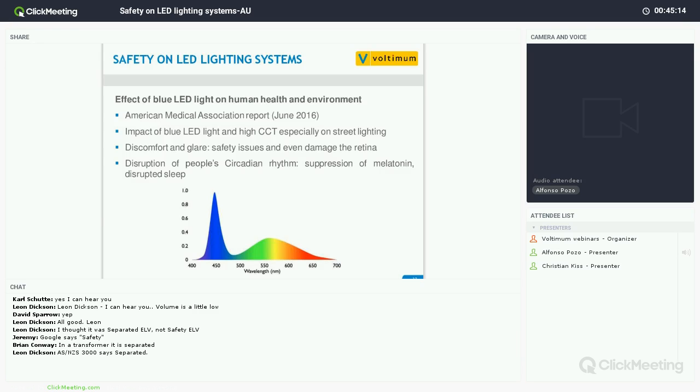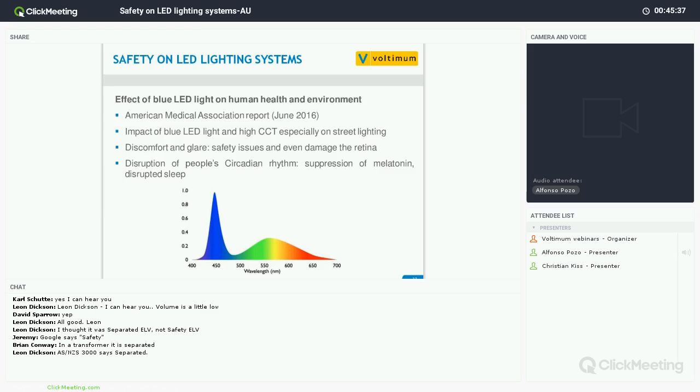First point is discomfort and glare. LED lights are very concentrated and contain a high amount of blue light, and it can cause severe glare and even damage to the eye and cause problems in seeing clearly for safe driving and even walking at night.